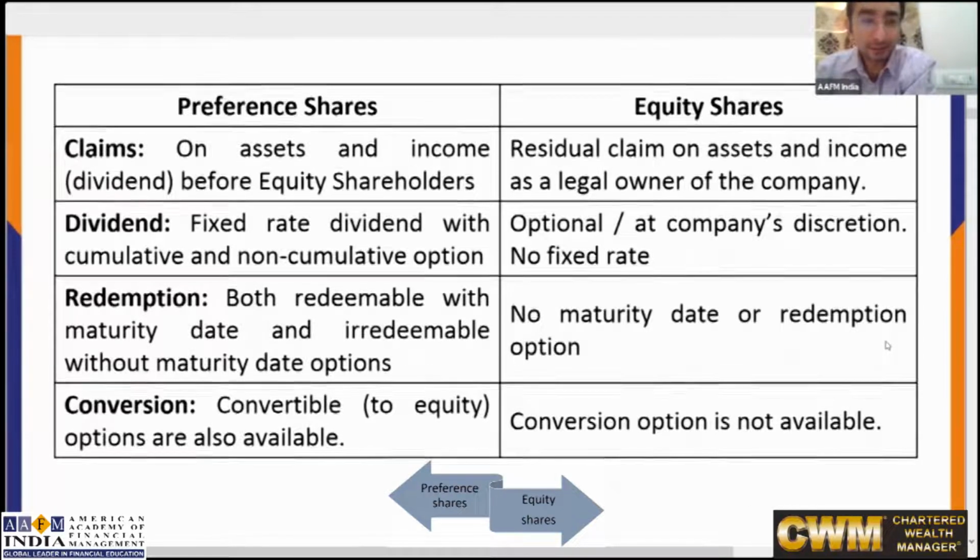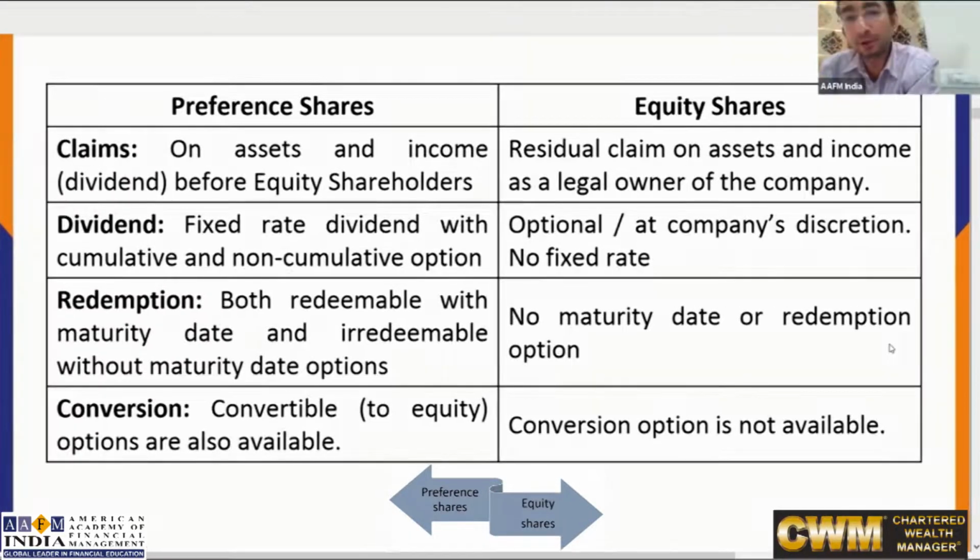Okay. Redemption: both redeemable with maturity date and irredeemable without maturity date options. So the preference shares can be like a bond with a maturity date, or it can be without a maturity date, like a perpetual, it just keeps on going. Equity shares don't have any maturity date as such. It is always perpetual. Conversion: a preference share can be converted into an equity share. For equity shares, there is no conversion option available.